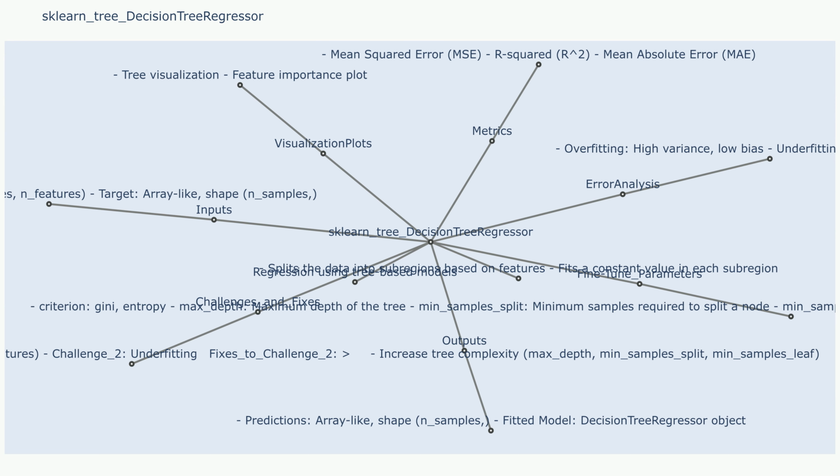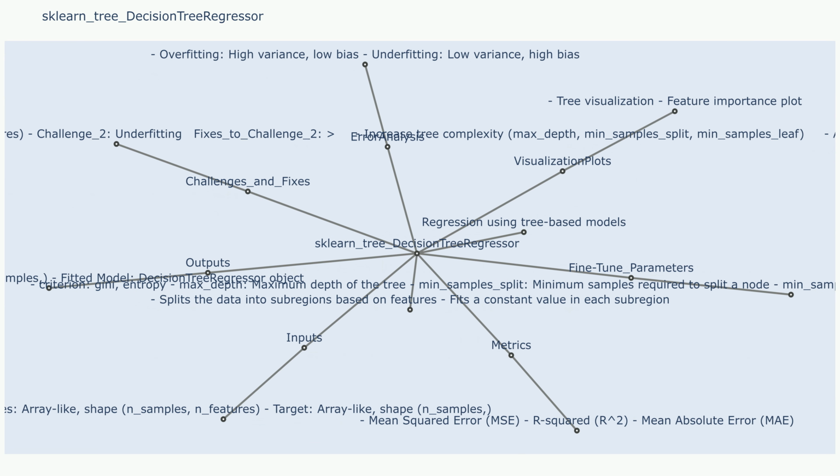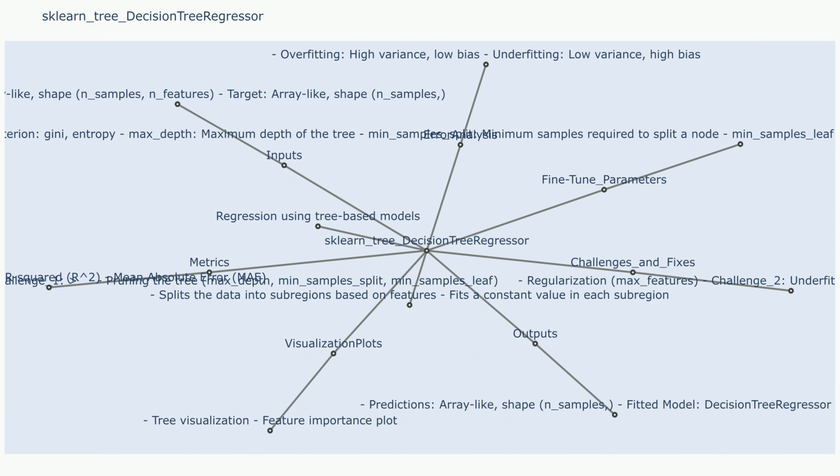The model learns from data by recursively partitioning the feature space based on the best split points that minimize the prediction error. Inputs: X, the training data containing the features used to predict the target variable. It should be a 2D array or a pandas data frame. Y, the target variable values for the training data. It should be a 1D array or a pandas series.